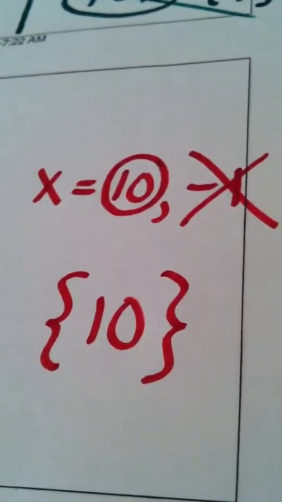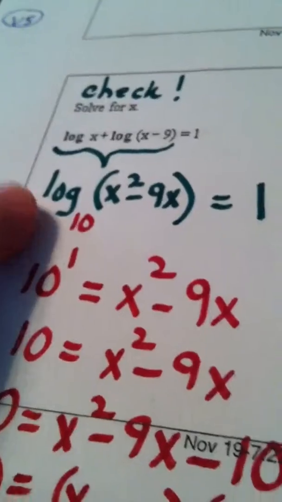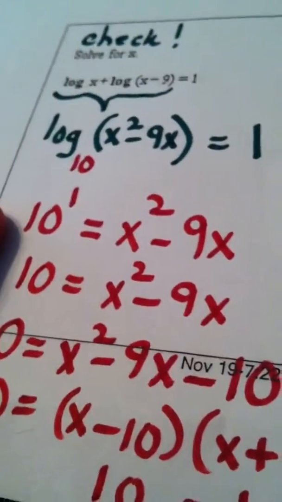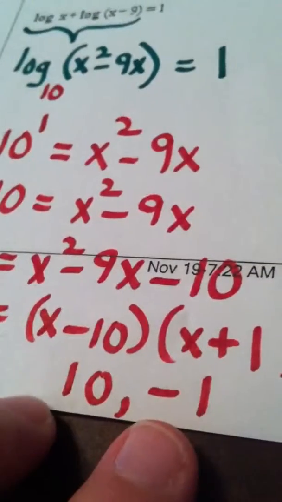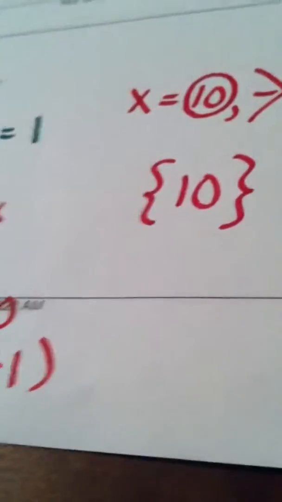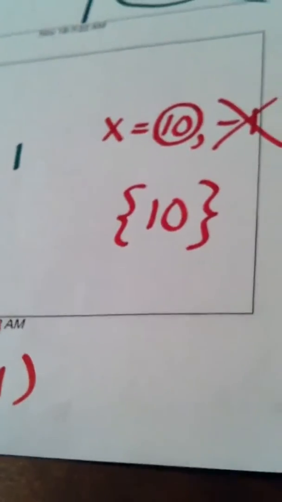All right? So, we used laws of logs to start with. We converted from log form to exponential form, put our quadratic in standard form and factored it, and got two answers. But when we checked the two answers, we found out one didn't work and one did work. So we only kept in the solution set the one that worked. And we're done.